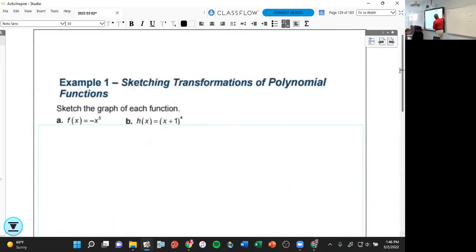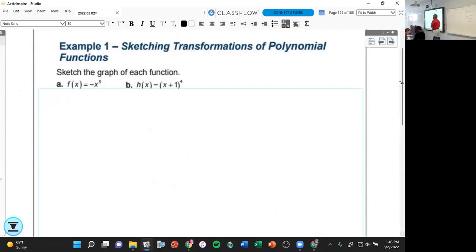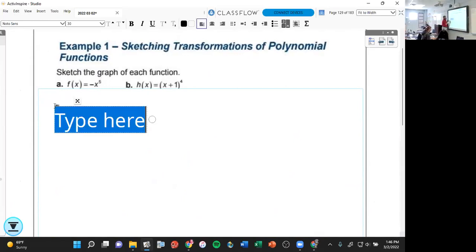Based on that information, let's sketch f of x equals negative x to the fifth power based on what you know. No calculators. Let's just think about what this looks like.